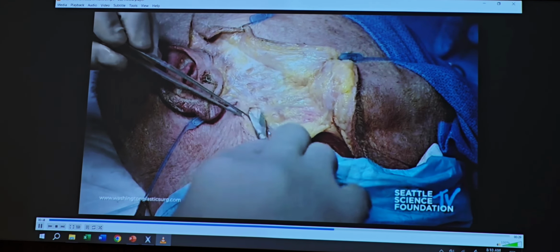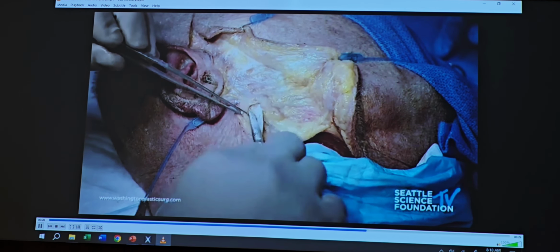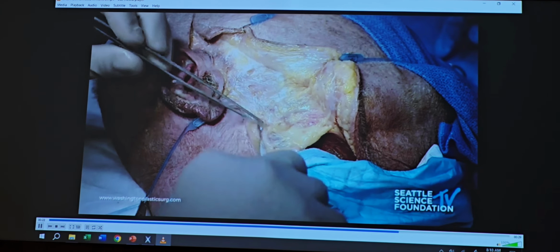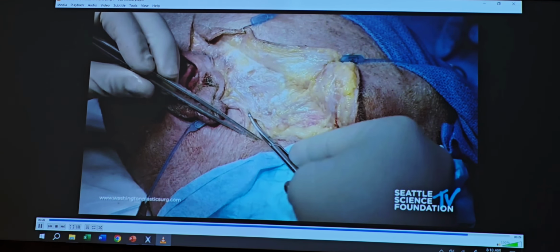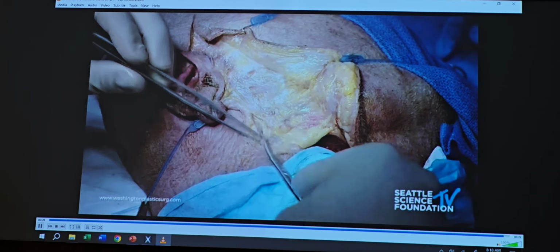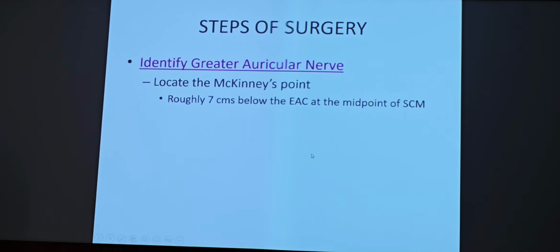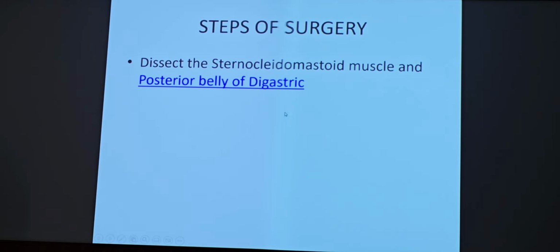So here you can see the greater auricular nerve. It divides into a posterior branch and an anterior branch. If you're doing superficial parotidectomy, of course you need to dissect and cut the anterior branch. But make sure you keep the posterior branch intact because that gives sensation to the lobule. So the patient might complain of decreased sensation if you accidentally cut the posterior branch.